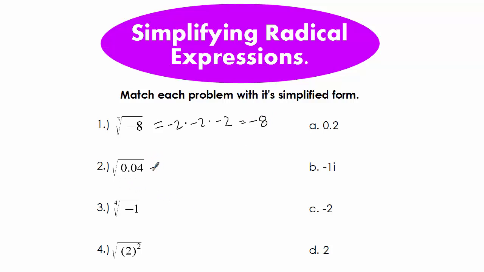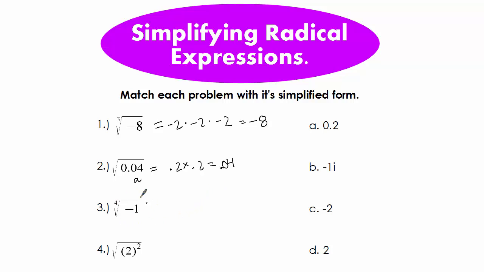The second problem here, the only answer that has a decimal in it is A, so we know that one's going to be A. And then if we want to check, we take 0.2 times 0.2. 2 times 2 is 4. And since we have 1, 2 places after the decimal here, we need to add in a 0 to make sure it's consistent in our answer.